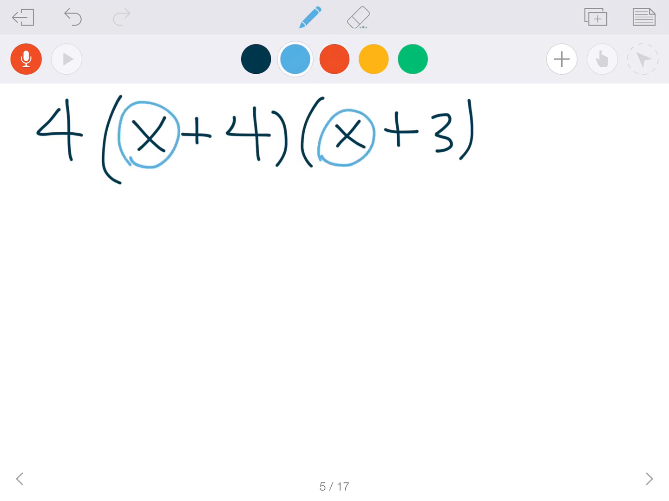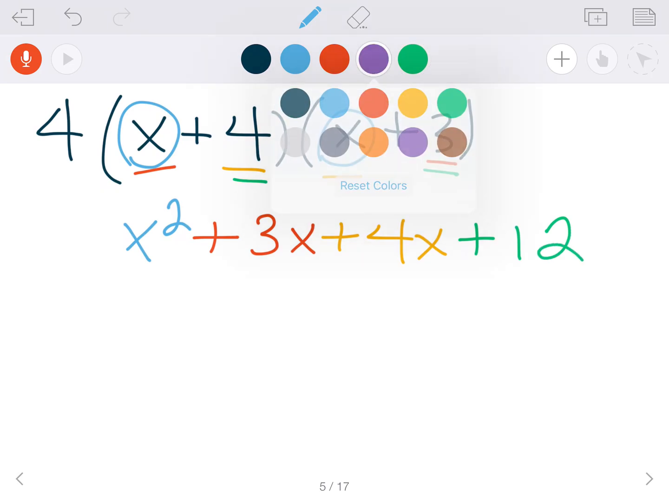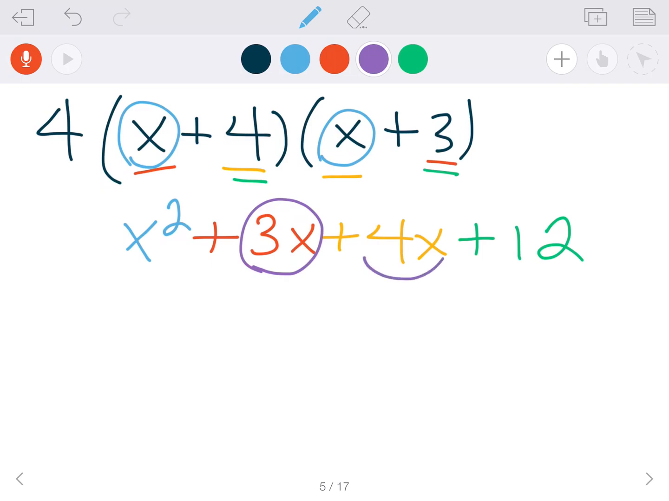Let's see. What is x times x? That is x squared. Okay. What is x times 3? 3x. What is 4 times x? 4x. And last, what is 4 times 3? 12. Okay, do we have any like terms? Yes, we do. We have a 3x and a 4x. If we combine those, we get a 7x.